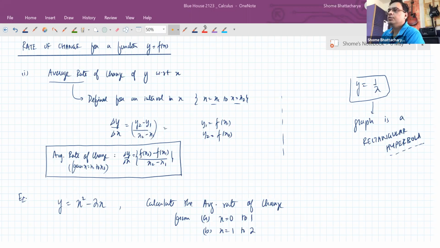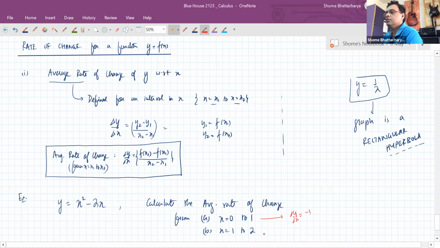Okay, so just giving you the answers. I'll show you the method in just a moment. This one will have the average rate of change as -1. Is it? Okay. And this one will have +1.